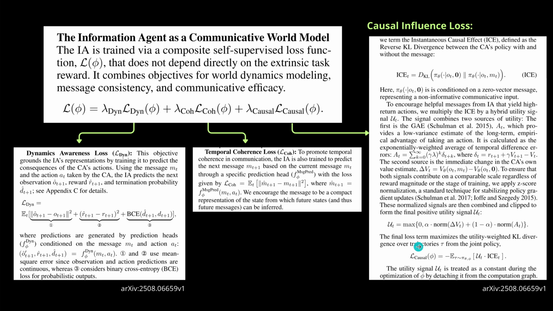So therefore, the final loss term maximizes the utility-weighted Kullback-Leibler divergence over all the trajectory taus from the joint policy that we define here. This is something beautiful. So this is, if you want, a mathematical notation of the loss function, how you have this pre-training of both systems. Real nice.